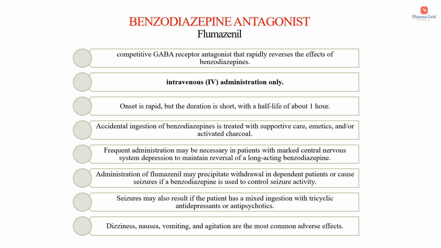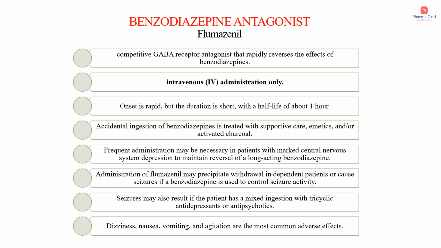Next is the benzodiazepine antagonist. The drug is called Flumazenil. It is a competitive GABA receptor antagonist that rapidly reverses the effects of benzodiazepines. It is available as intravenous administration only. Flumazenil has got a rapid onset of action, but the duration is short with a half-life of about 1 hour. Accidental ingestion of benzodiazepines is treated with supportive care, emetics and/or activated charcoal.